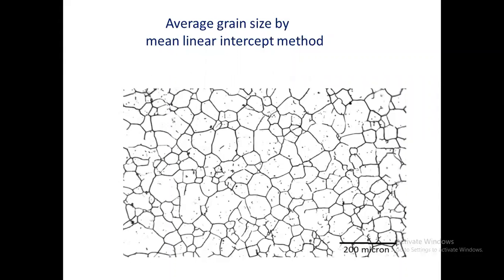Various techniques or methods are there to find average grain size. One of them, a primitive or easy one, is this. Let us consider we have a microscopic image obtained from an optical microscope. You can see here we have a microscopic image, and you can see at which magnification it has been taken. Here it shows that the length of this line is around 200 microns.